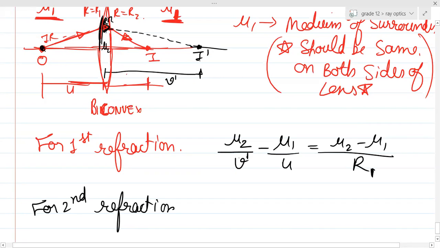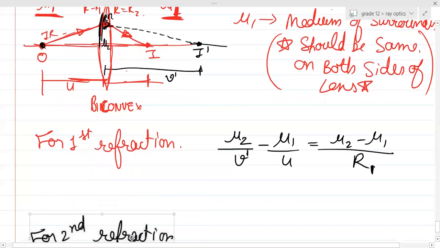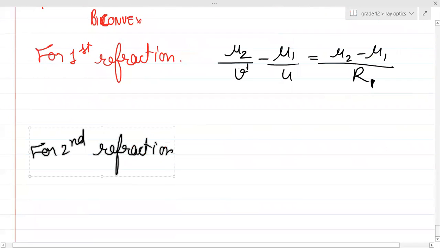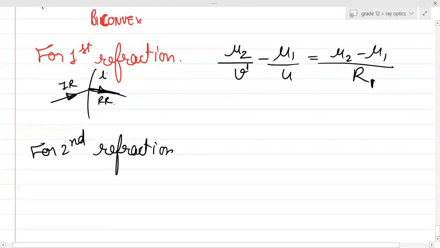Image I dash will be acting as a virtual object for this image to get formed, right? So basically, I'll try to draw this again, a little lower to make things a little bit more clear. This is the first surface. This is where the incident ray is, and this is where the reflected ray is. This is mu2, this is mu1, this is where the object was found, and let's say this is where the image I dash is found.